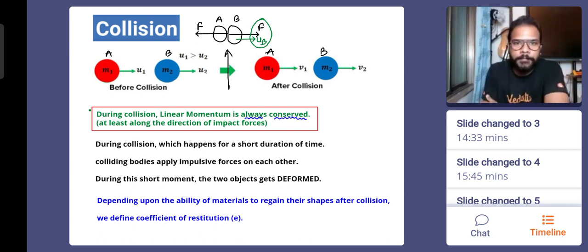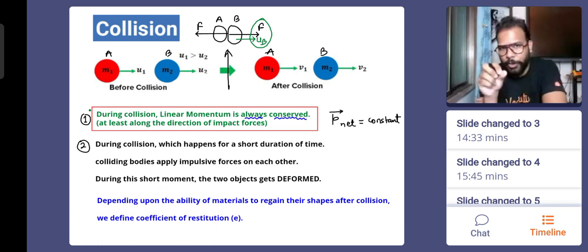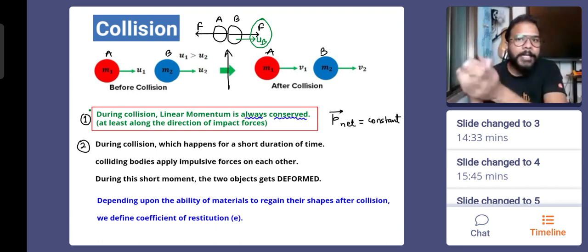Point number 1. During collision, momentum of the system will always be constant. Point number 2. During collision, the forces will be acting for a very short duration of time on the bodies. Even when the two bodies stick together, they do not continuously keep on applying force on each other.